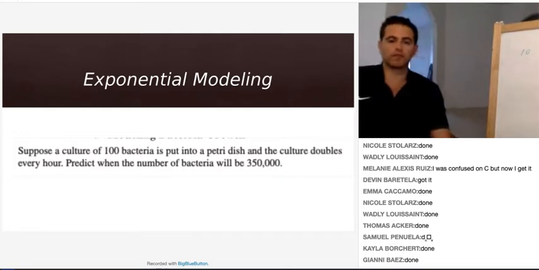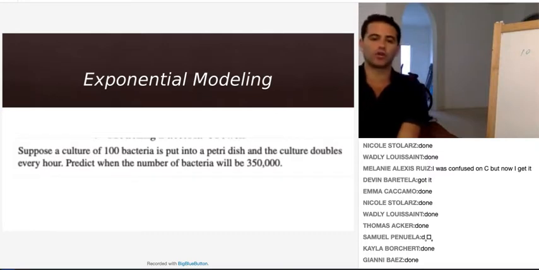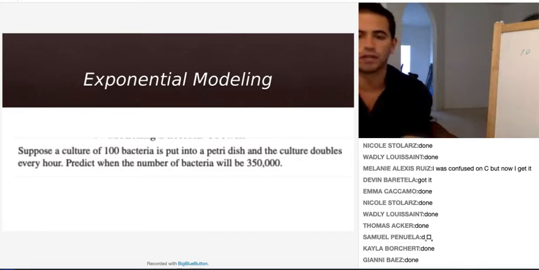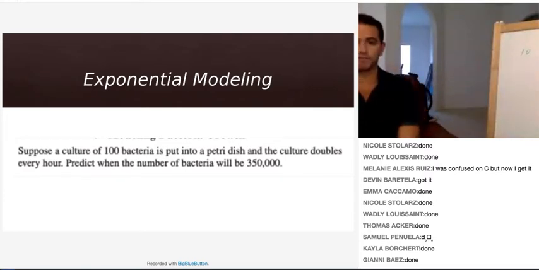All right, so it says suppose a culture of 100 bacteria is put into a petri dish and the culture doubles every hour. Predict when the number of bacteria will be 350,000. So this is a lot like part C of the last question. But your job here, again, is to make sure you understand how to write this equation. The whole thing is going to be, can you get the rate? If you can get the rate, you're going to be good. Can you get the rate correctly? So spend a minute, think about that one. Think about how you're going to correctly write the rate. This is 1 plus r, right? So think about what the rate is. Go.